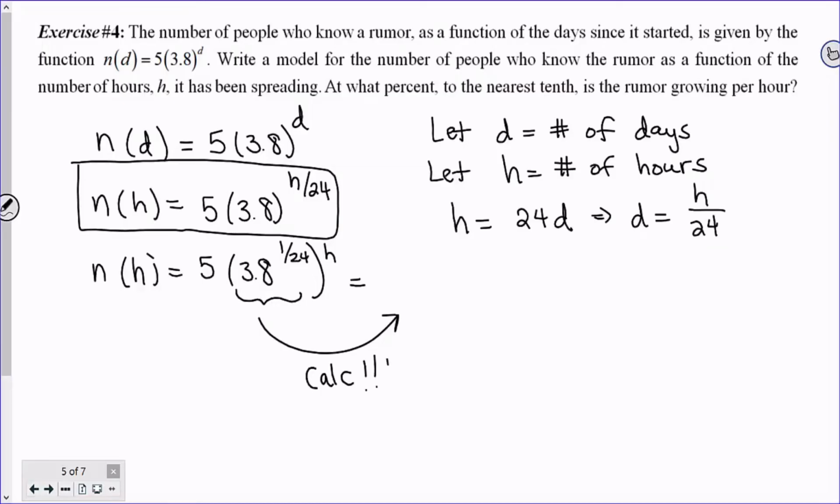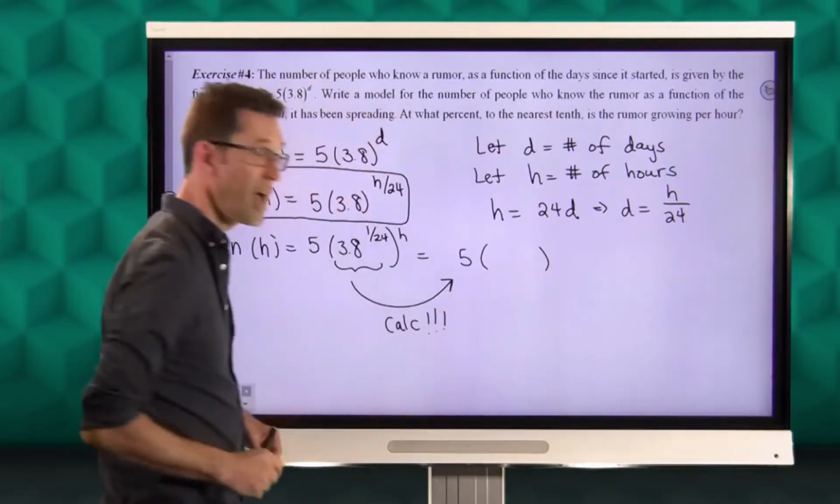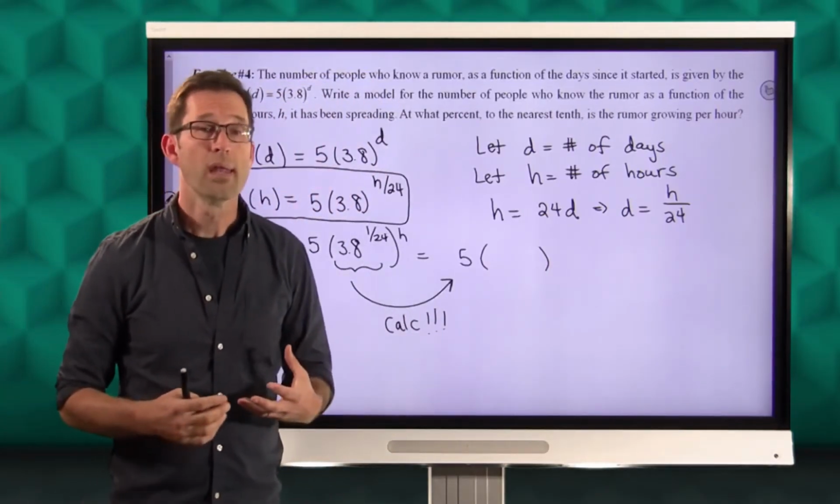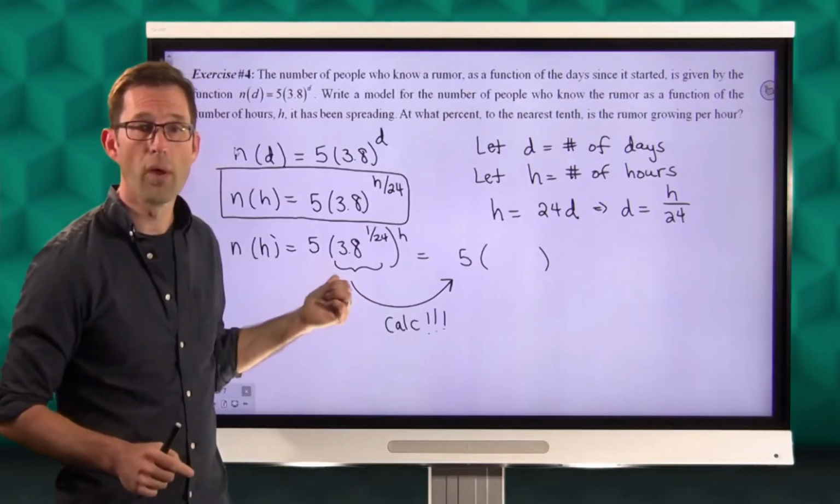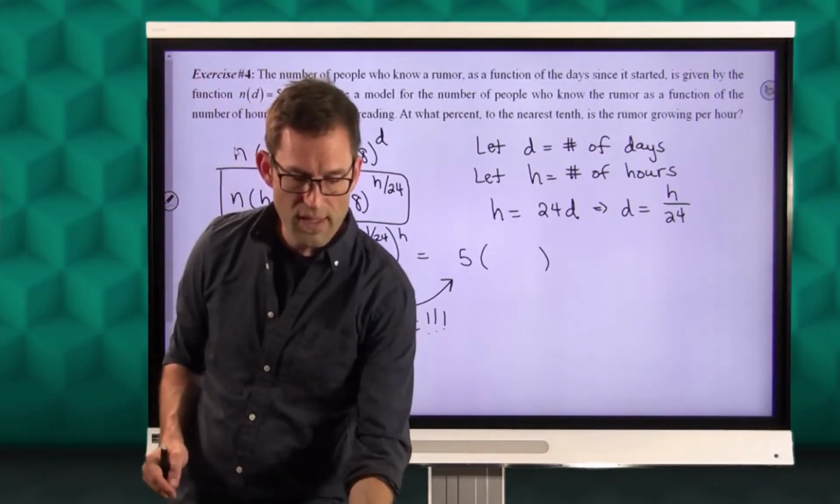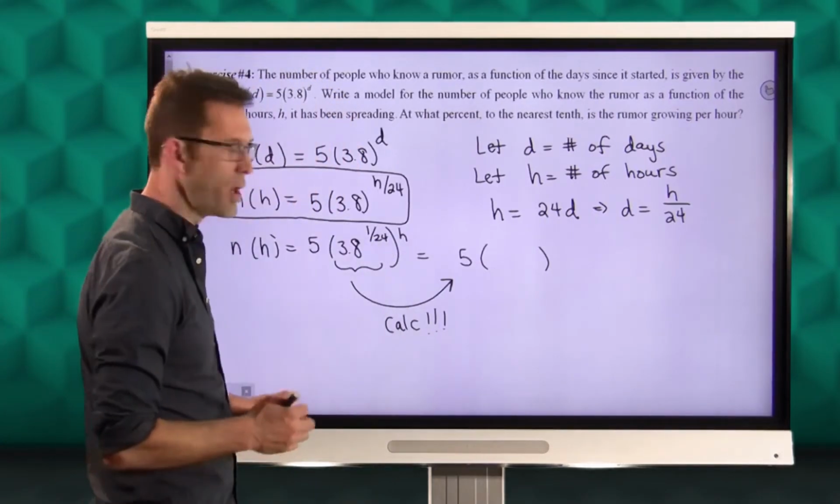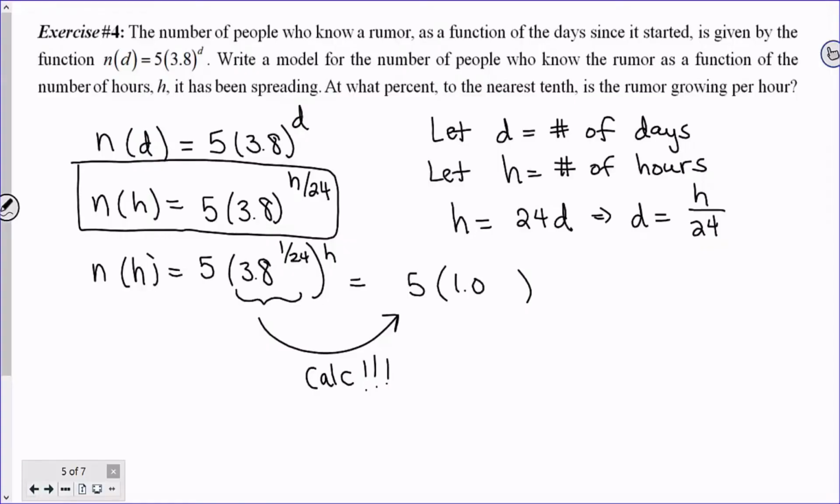We'll eventually take that graphing calculator out in just a little bit. Again, I have to do my own little cheat sheet because not even the smartest person on earth is going to be able to tell you what 3.8 to the 1/24th is. That would be a little bit silly. But it's 1.0572.